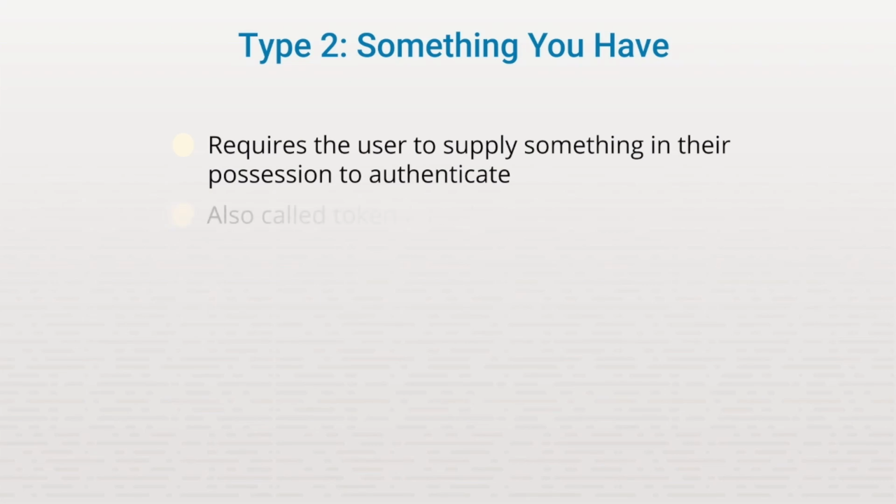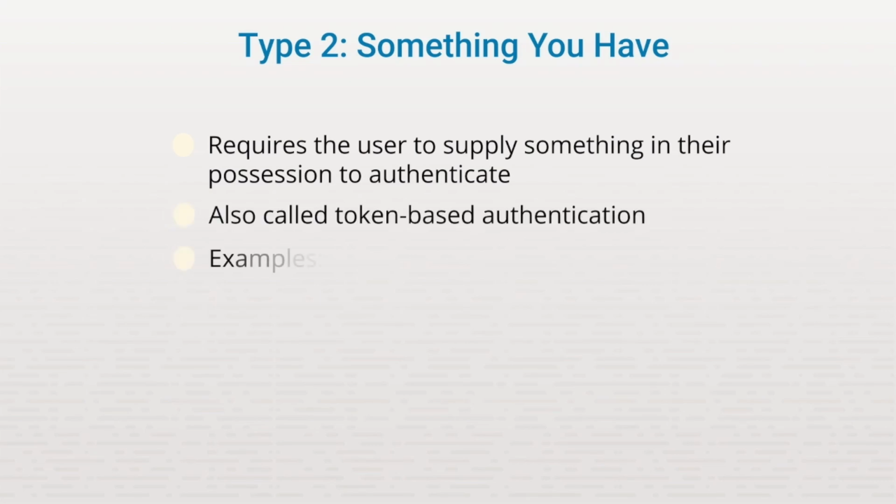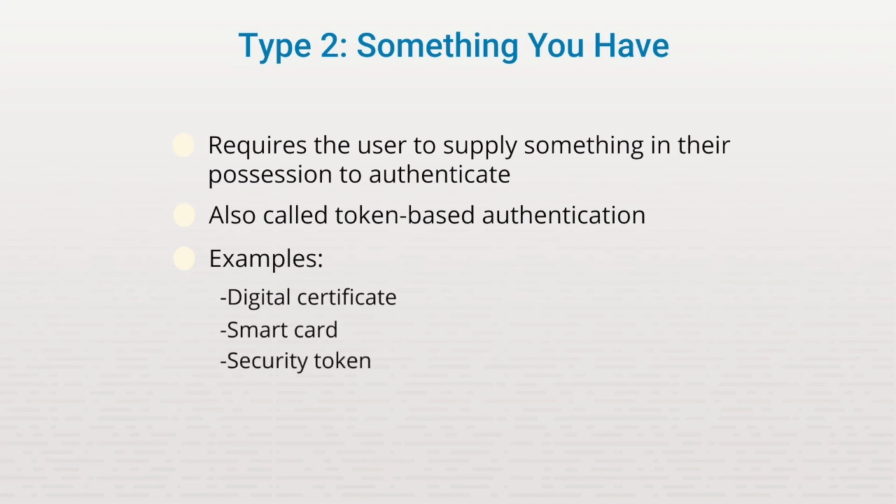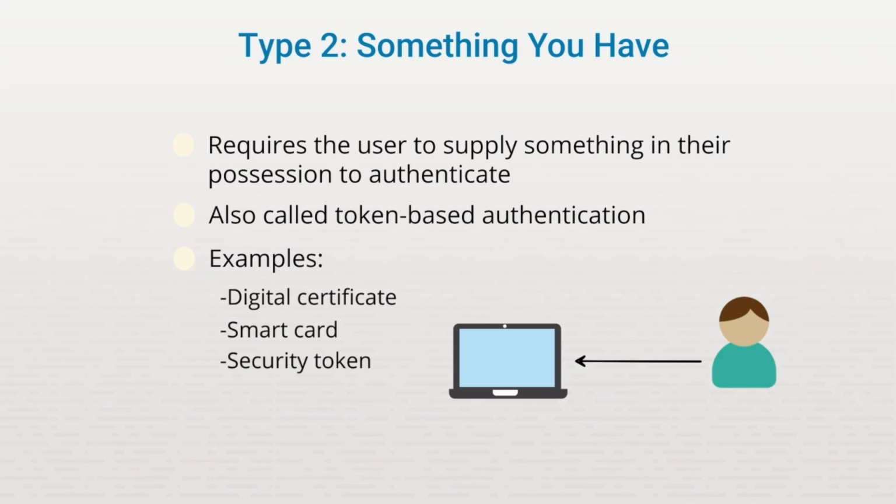The second authentication factor requires the user to supply something in their possession to authenticate. It's also sometimes called token-based authentication. Some examples include a digital certificate, a smart card, a security token on a key fob, or some type of USB security device. So here we have a user who needs to authenticate to a workstation. But notice that instead of supplying a username and a password, as we saw with Type 1, this user submits a security certificate to the system instead. If the security certificate is valid, then the user is allowed to authenticate to the system.